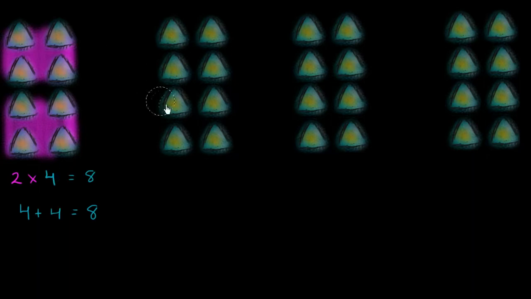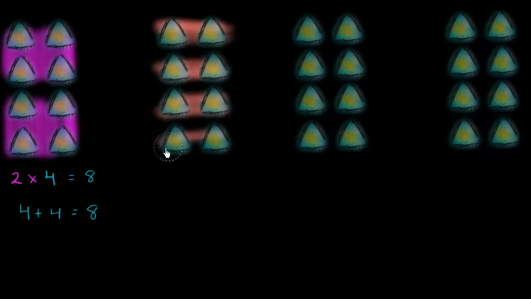So one thing we could do, instead of viewing this as 2 groups of 4, we can view 8 as 4 groups of 2. So that's 1 group of 2, 2 groups of 2, 3 groups of 2, 4 groups of 2. So we could write that 4 times 2 is equal to 8. And we could view this as the same thing as literally 4 2's. We have 1, 2, 3, 4 2's. Each of these has 2 in it. 2 plus 2 plus 2 plus 2 is equal to 8.